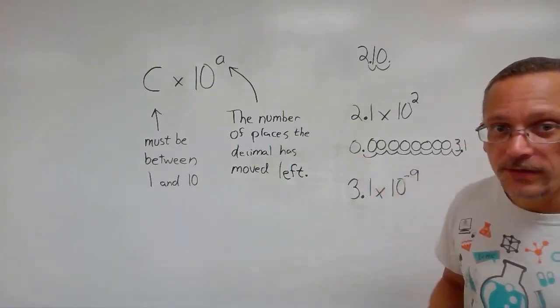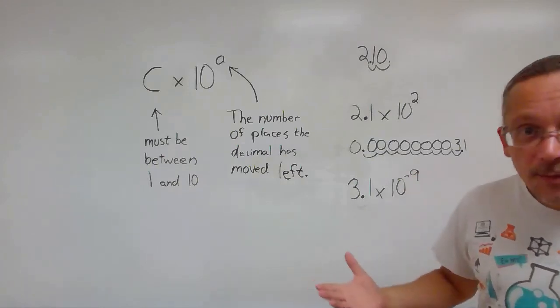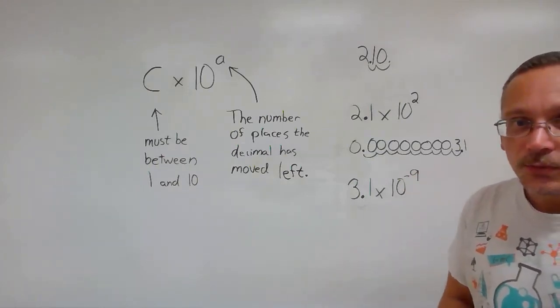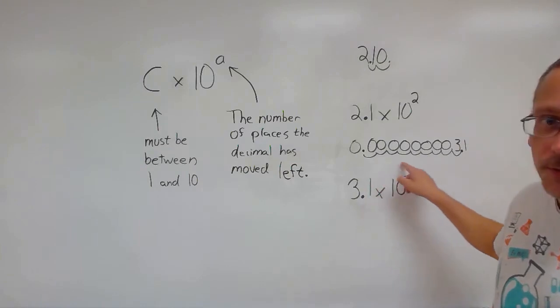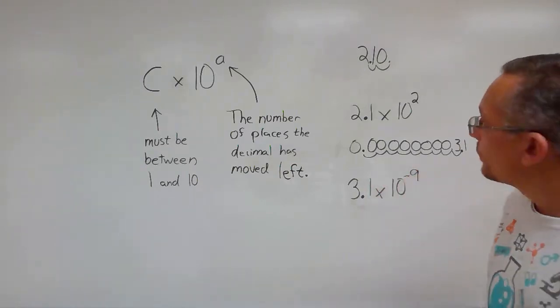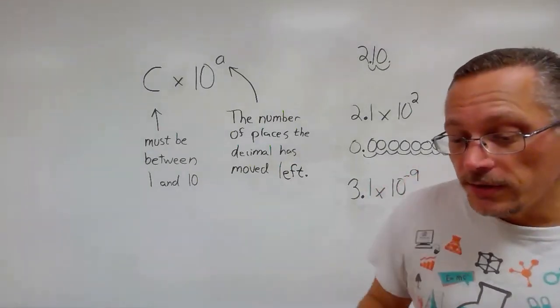0.0, keeping track of all the zeros. The exponent keeps track of how many zeros for us, so that we can just worry about doing the math and not making sure we wrote down all of the zeros. So that's what scientific notation looks like.